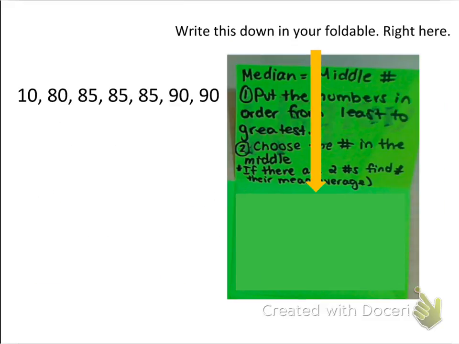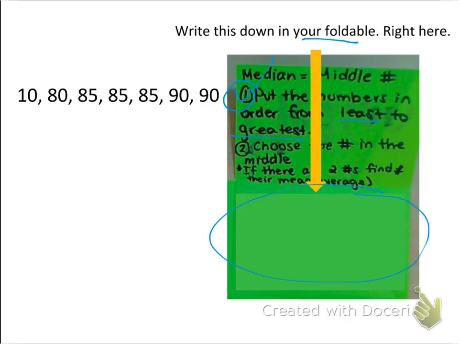Okay, now we're going to do an example. You're going to write this example in your foldable down there at the bottom right here. So first start by writing out the numbers. So we have 10, 80, 85, 85, 85, 90, 90. Our first step is to put the numbers in order from least to greatest. Okay, well, let's double check them. You know what? They're actually already in order from least to greatest, so we don't need to do anything for step one. Step two, we need to find the middle number.